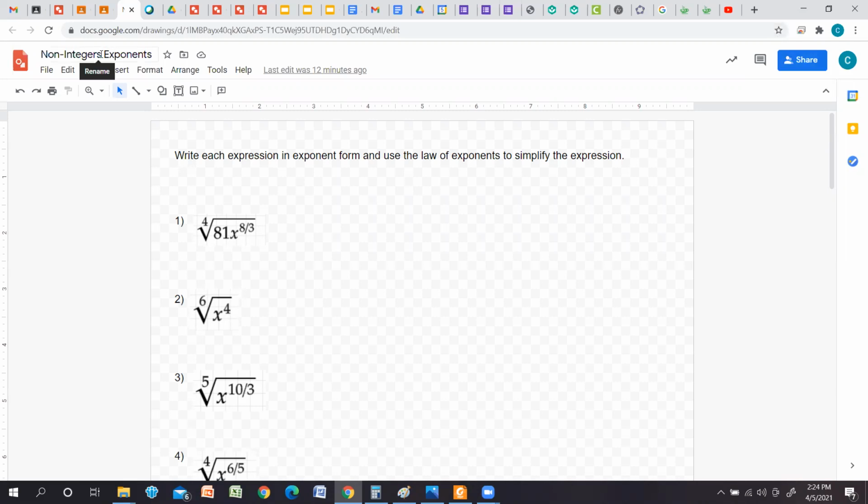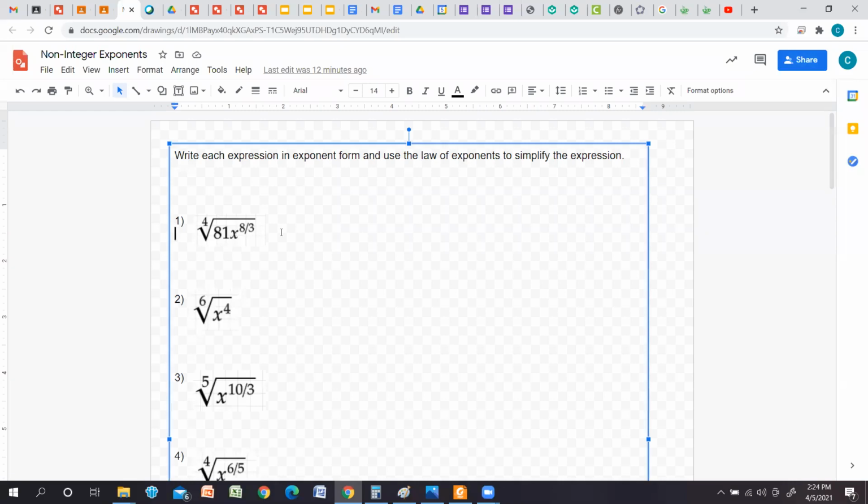Specifically, when there's a denominator on an exponent, recall that that is equivalent to a radical. We call it a radical or a root. So for each of these, you're just going to change everything to an exponent and then use the laws of exponents to simplify it, or whatever method you use to solve exponents.